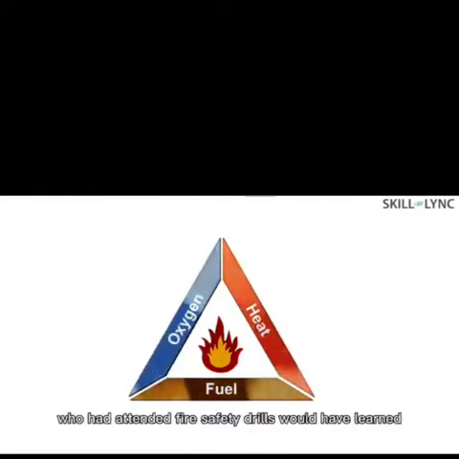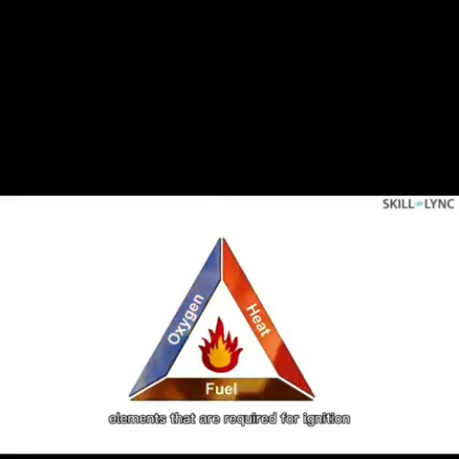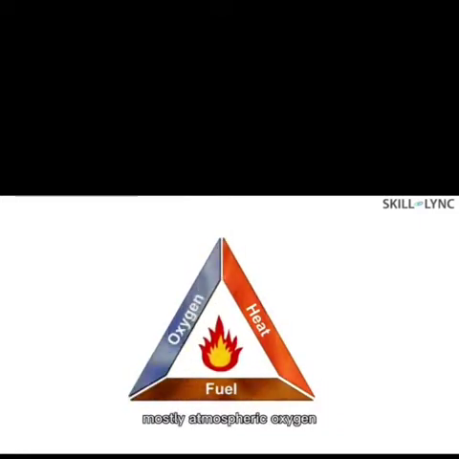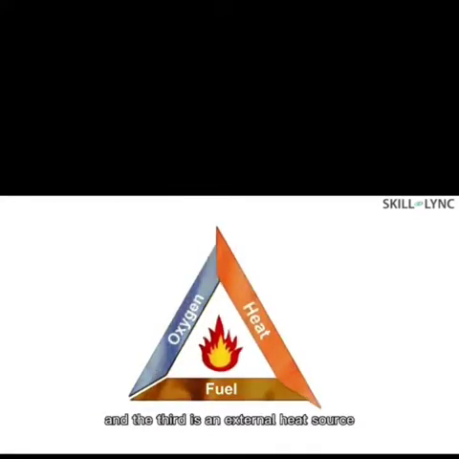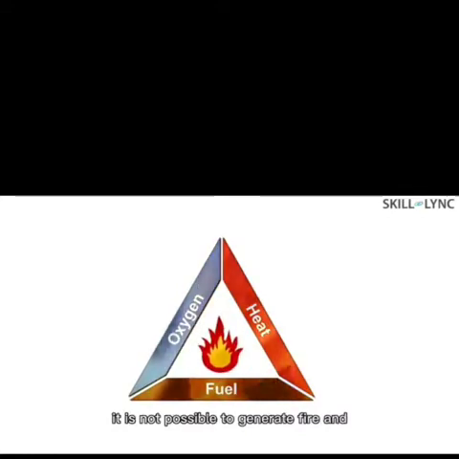Those of you who have attended fire safety drills would have learned about this. The triangle illustrates the three elements that are required for ignition. The first one is fuel, the second is an oxidizing agent, mostly atmospheric oxygen, and the third is an external heat source. Without any one of the three, it is not possible to generate fire and transfer heat energy.